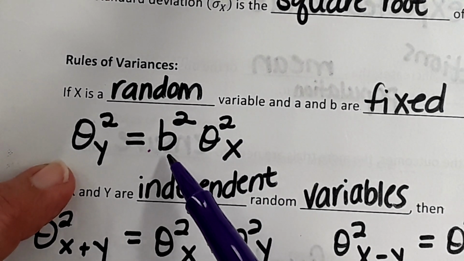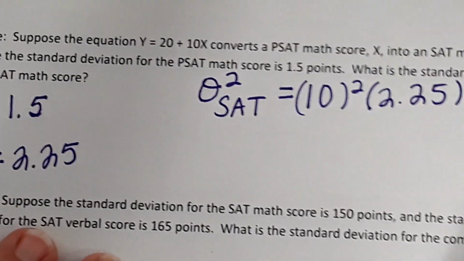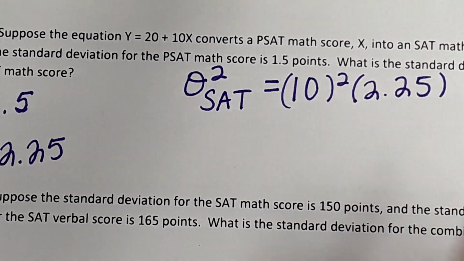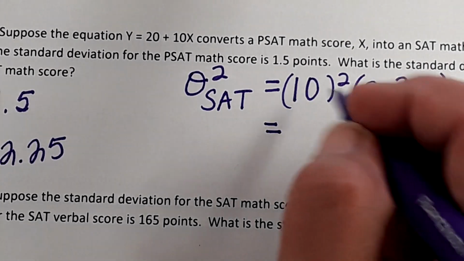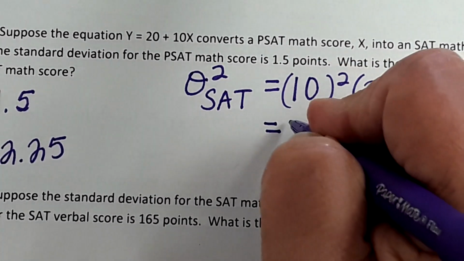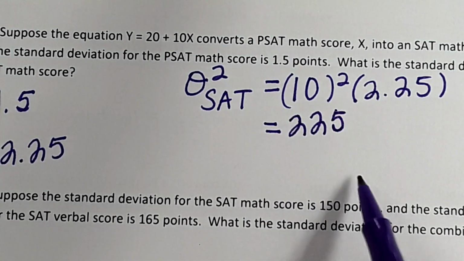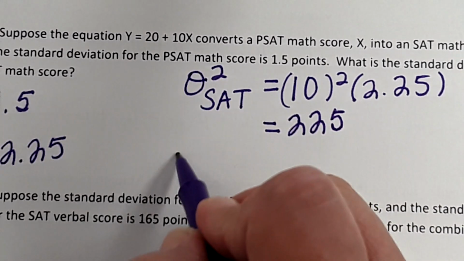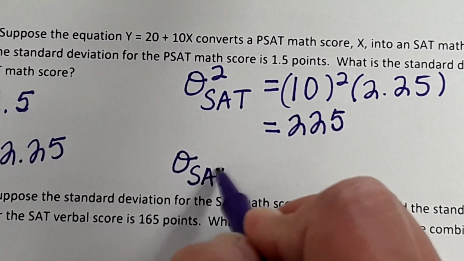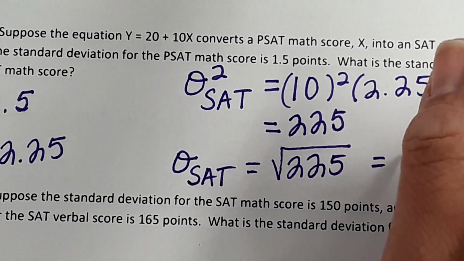Well, b was 10. The variance of the PSAT was 2.25. And now we're going to multiply that. And what does that become? 10 squared times 2.25. Yep, 225. But that's the variance of the SAT. The question is, what is the standard deviation? So to find the standard deviation of the SAT, we take the square root of the variance, and we get 15.